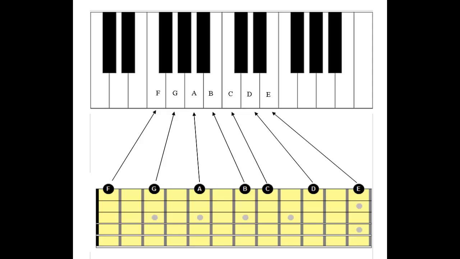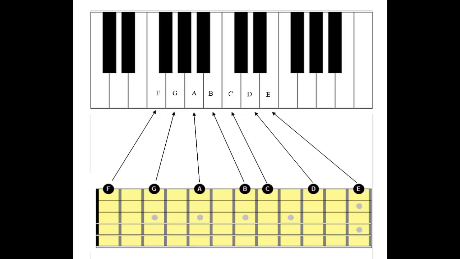Now as you can see, between certain natural notes there's a space, there's a fret space, and this is where the flats occur. Essentially what happens is that each note, when it's flattened, moves 1 fret towards the head of the guitar.